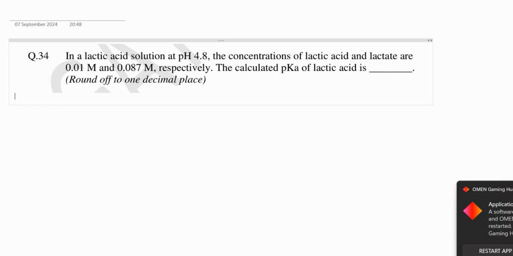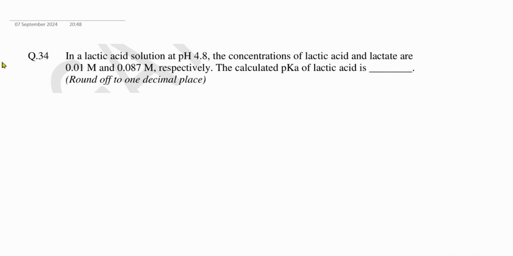Moving on to the next question. In a lactic acid solution, the pH is 4.8. The concentrations of lactic acid and lactate are 0.01 molar and 0.087 molar respectively. So the calculated pKa of lactic acid is what?